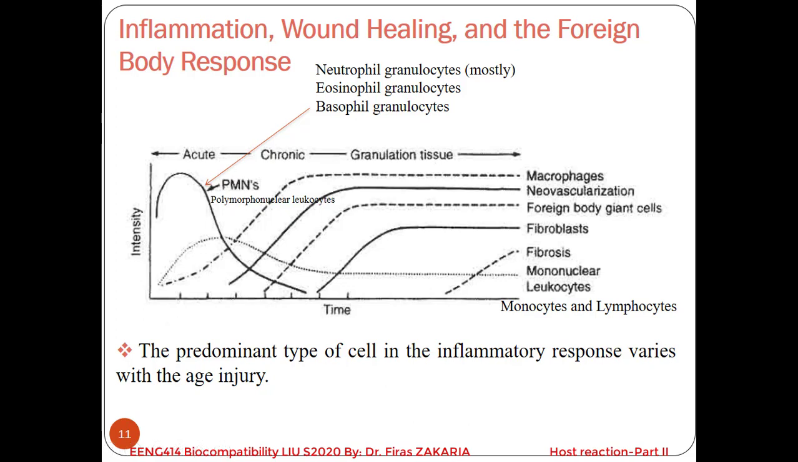And here note that the predominant type of cell in the inflammatory response varies with the age injury. And note here just a note that the intensity and duration and time duration of inflammatory reaction may characterize the biocompatibility of a biomaterial.